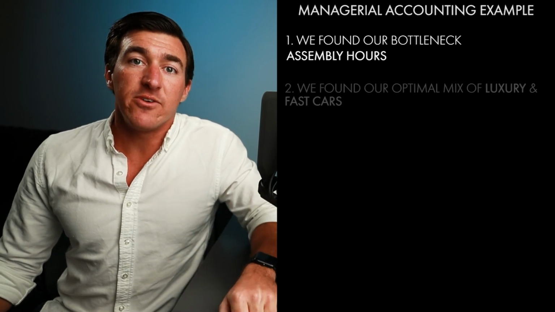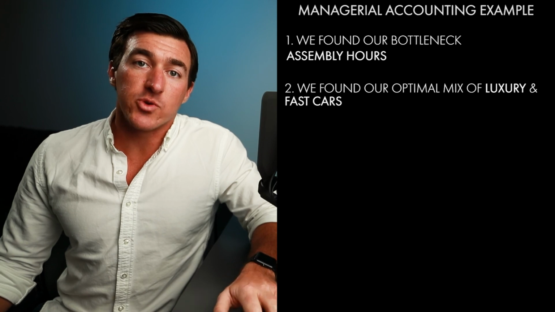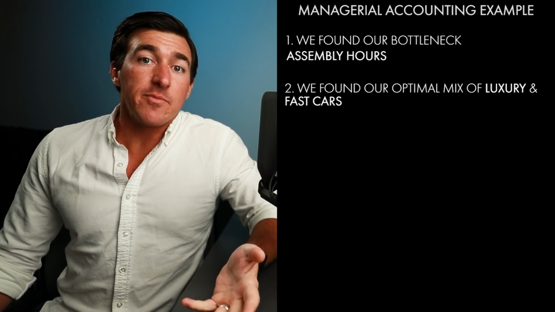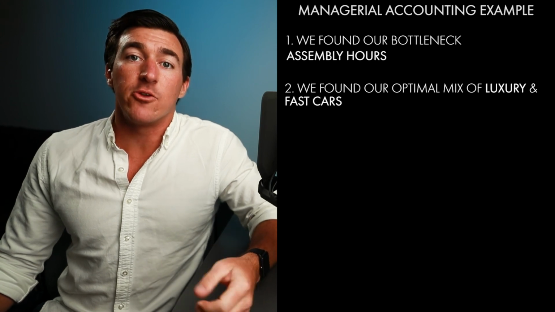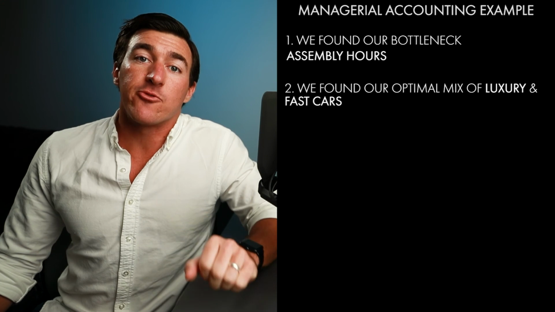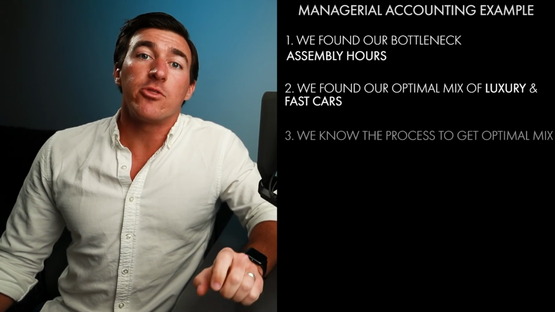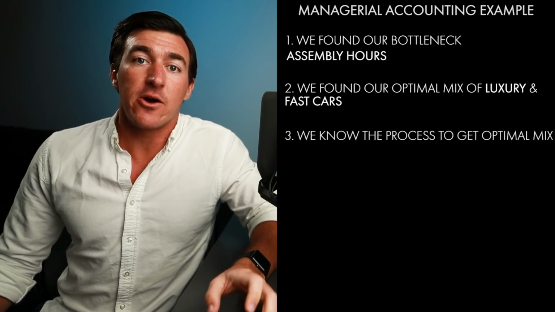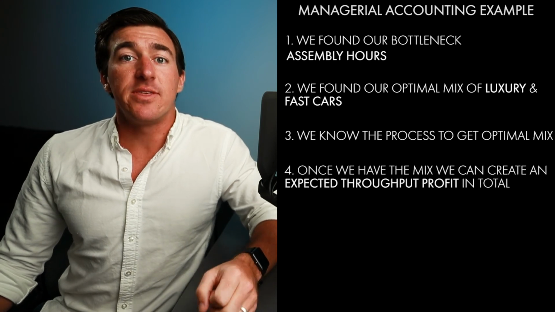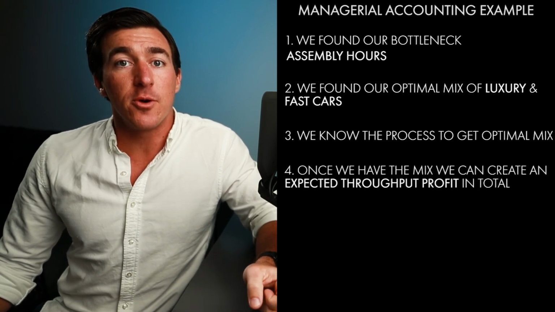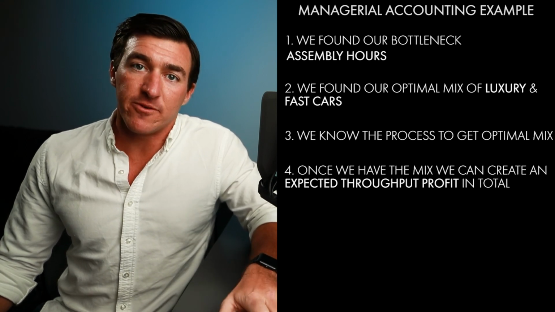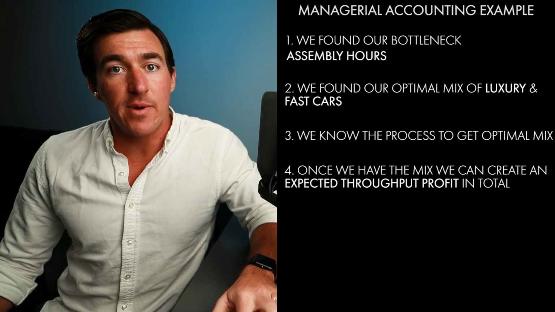Second of all, we found our optimal mix of luxury cars versus fast cars given the current market demands. If market demands change, let's say that we can sell 200 luxury cars, or we can only sell 50 luxury cars, that mix will change as well. But now we know the process to go through in order to figure out exactly what that mix is going to be. And once we have that mix, we can then create an expected throughput profit in total from all of our sales by multiplying the amount of luxury cars we make times their expected throughput profit.